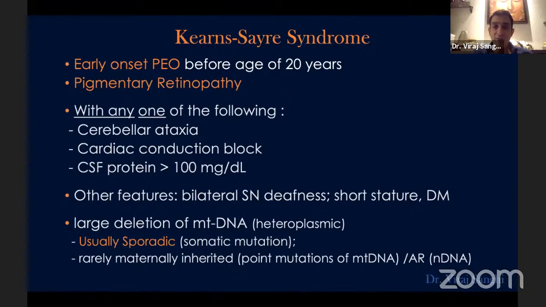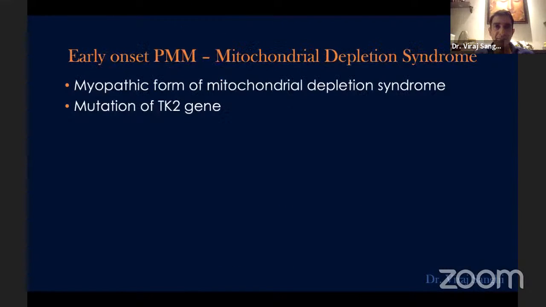Rarely, you may get point mutations of the mitochondrial DNA. So it may be rarely maternally inherited if there's a point mutation of mitochondrial DNA, or it may be autosomal recessive if you have a nuclear DNA mutation. But those are rare. Then there's another disorder that's called mitochondrial depletion syndrome. And this is associated with an early onset primary mitochondrial myopathy, or early onset PMM.